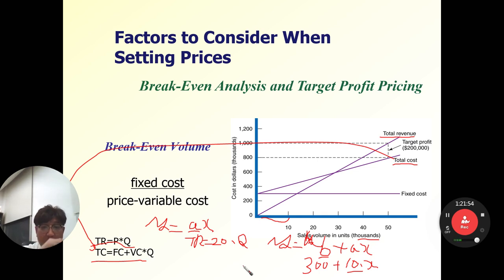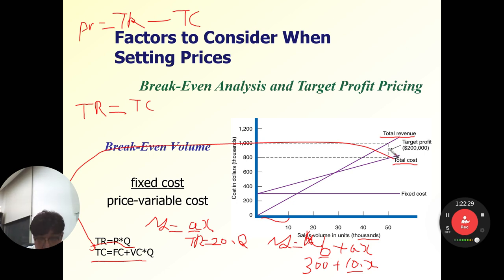Okay. Now, what is the break-even point? Yeah, the break-even point is over here. At the break-even point, total revenue equals total cost. What is the profit? Profit is total revenue minus total cost, right? So this area is profit, right?